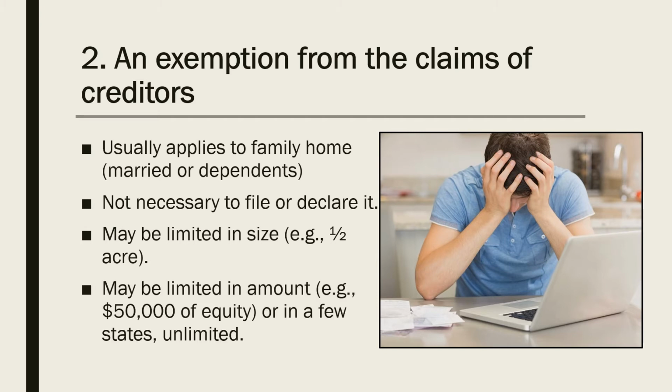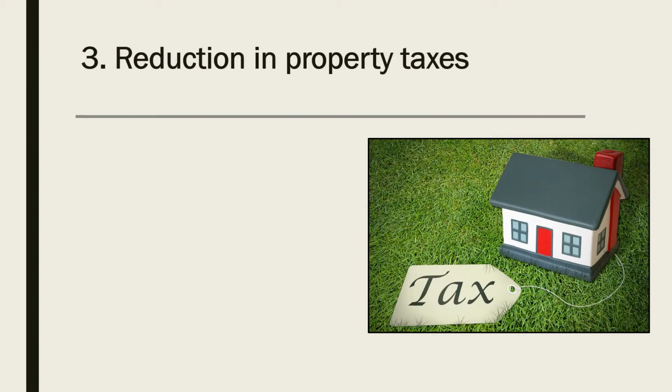In addition, most of the states limit the homestead exemption in amount, such as to $50,000 of equity in the property. There are, however, a few states that have an unlimited homestead exemption. Florida and Texas are quite well known for having unlimited exemptions, which makes it quite difficult in many cases for creditors to collect their debts in those states.